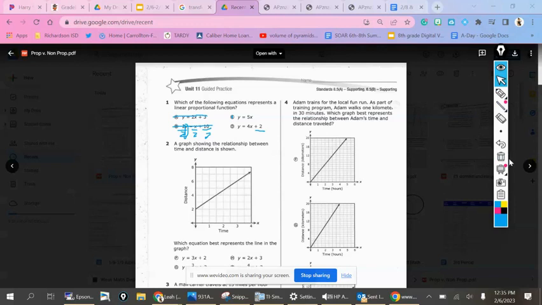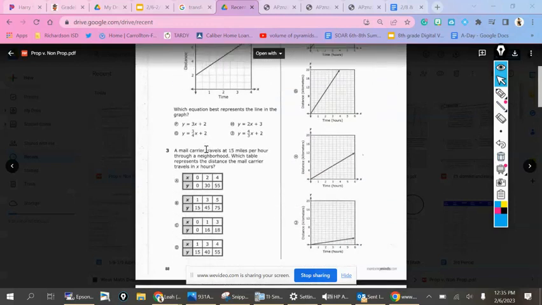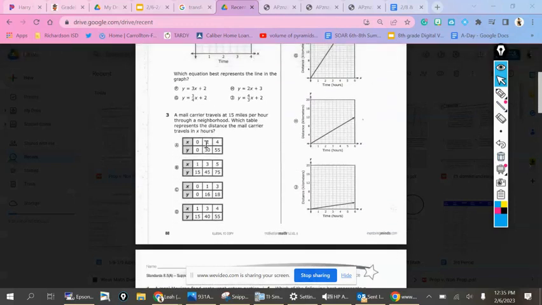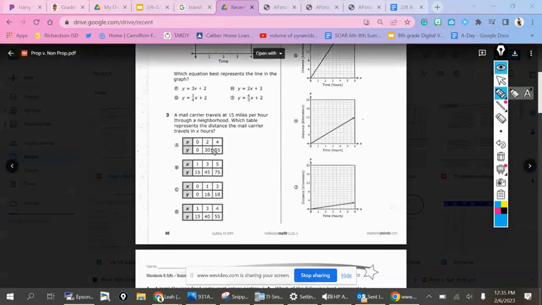Okay, so now I'm going to scroll down and I'm going to do 3. So this one: a mail carrier travels at 15 miles per hour through the neighborhood, which table represents the distance? So I know it's 15 miles per hour and there's no starting point, so my equation is going to be y equals 15x.